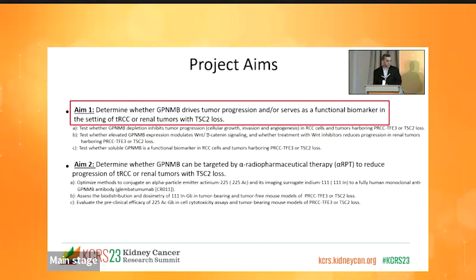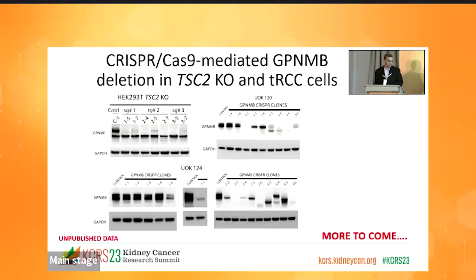So for our first aim, we want to determine whether GPNMB can drive tumor progression or serve as a functional biomarker in the setting of TRCC or renal tumors with TSC loss. To this end, we are generating cell lines with genomic depletion of GPNMB via CRISPR-Cas9 in the TSC2 null background and in the UOK120 and 124 cell lines, and are currently in the process of obtaining and characterizing clones for further study.